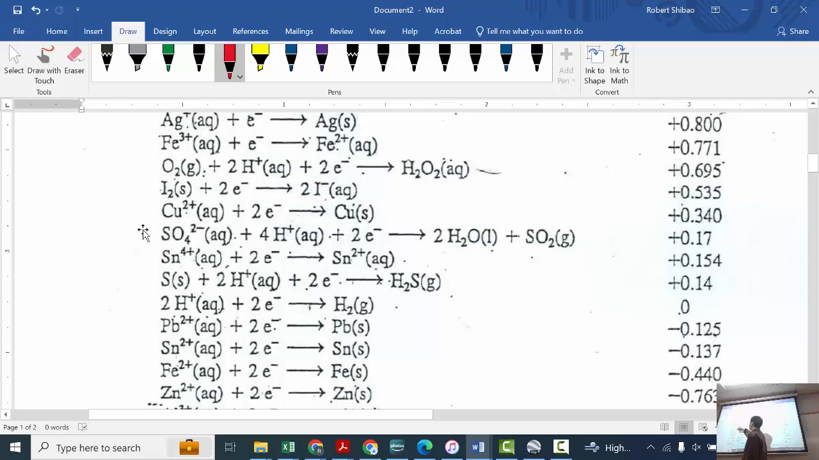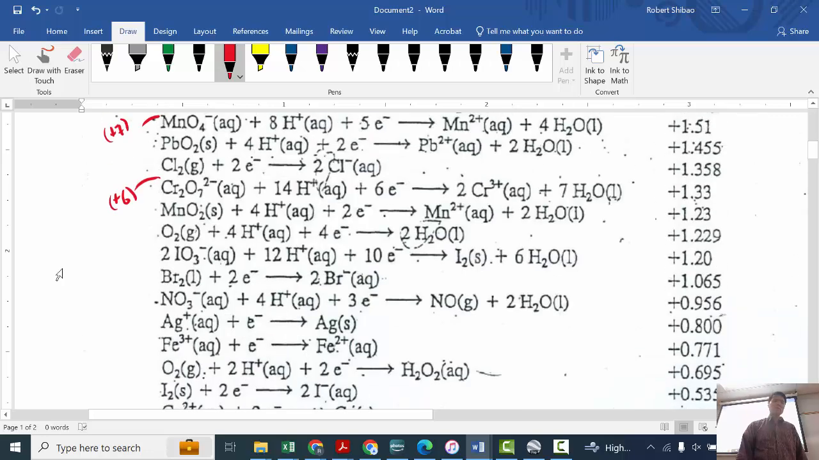Then we have iron 3+. Iron's relatively highly charged. It wants an electron, at least one electron, to go to iron 2+. Then we have oxygen. Wait, we had oxygen before, so why do we have 2 oxygens? Well, if we have 2 oxygens, then pick the stronger one. Which of these is stronger? The one that's closer to fluorine up here is stronger, so ignore this one. But why write it twice?